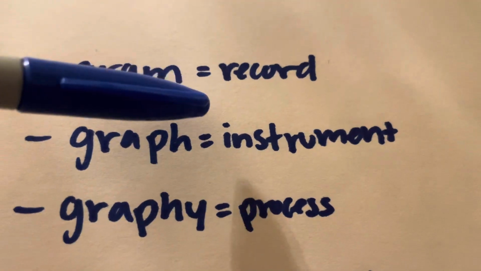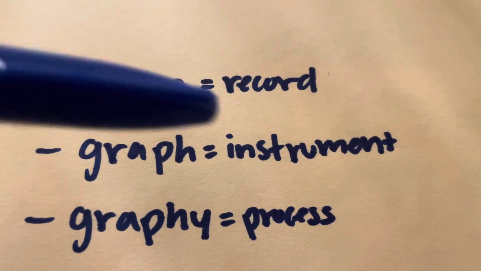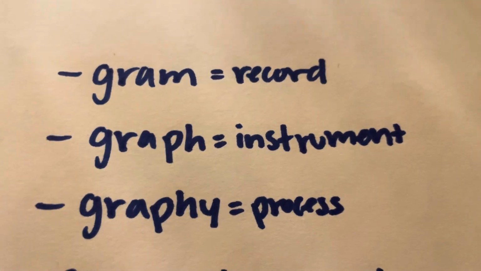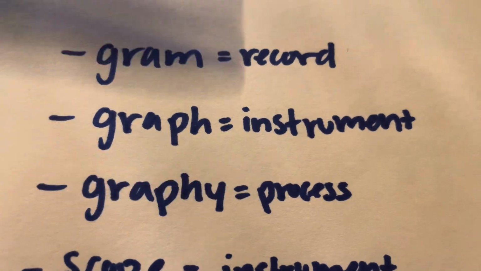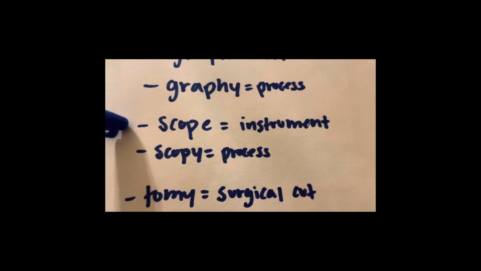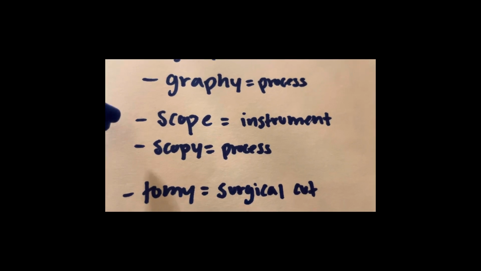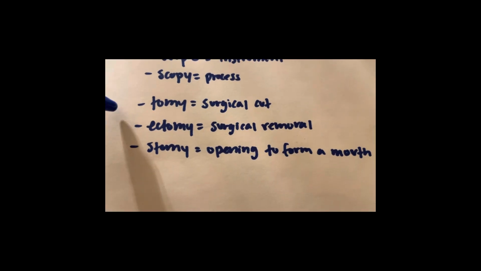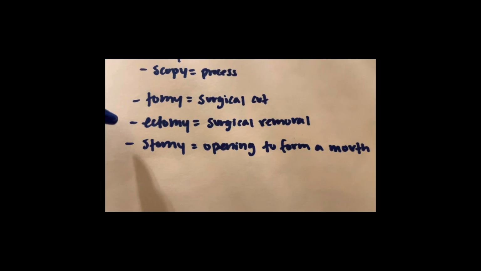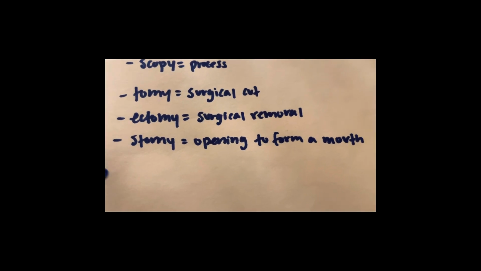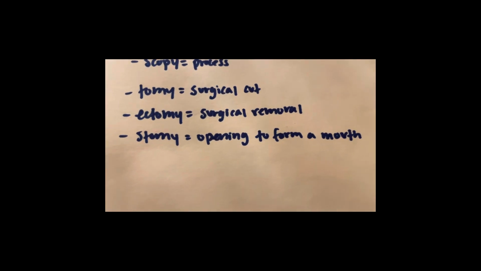Gram means record, graph refers to the instrument you use to record, and graphy is the process of recording. A scope is an instrument used to examine, and scopy is the process of examining. Lastly, tomy is a surgical cut, ectomy means surgical removal, and stomy means opening to form a mouth.